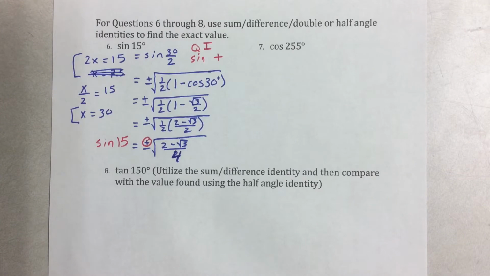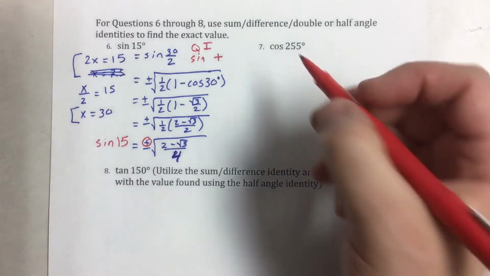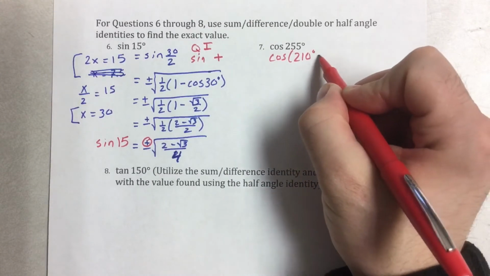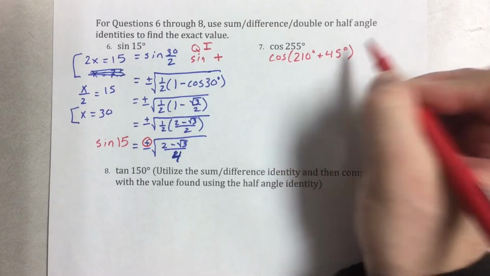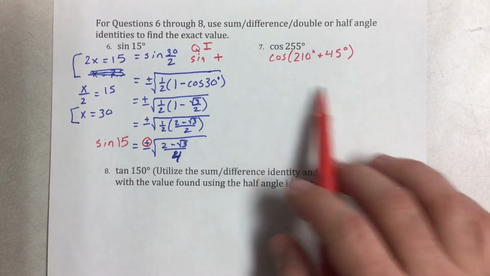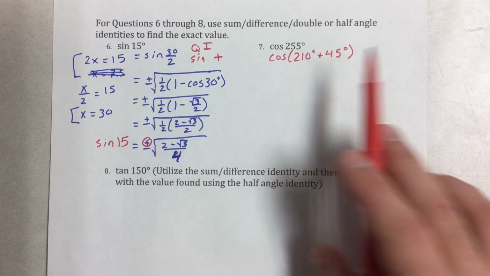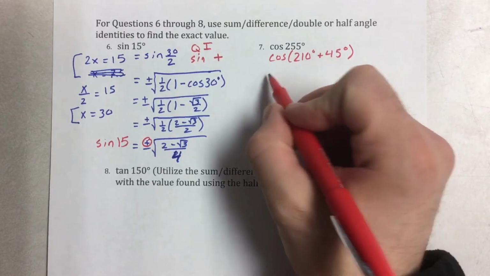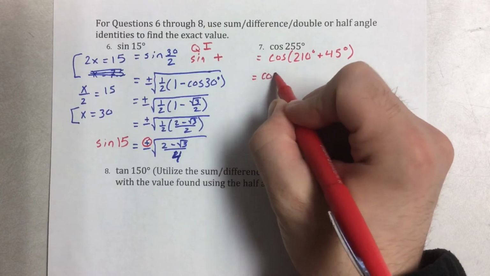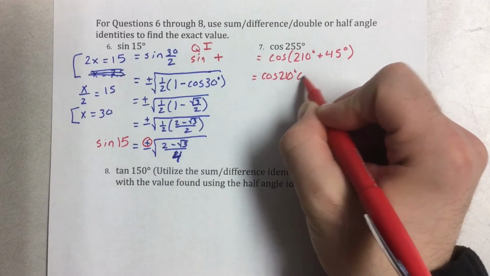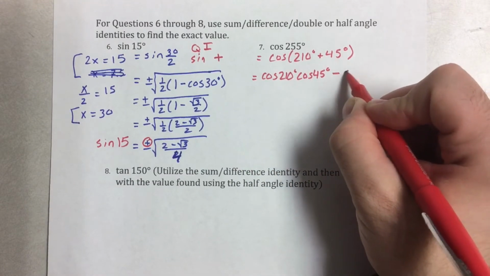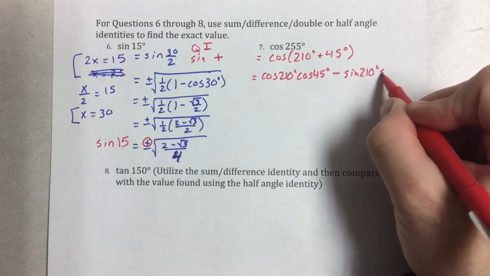So 255, let's see, this I could write as 210 plus 45 degrees. So I'm just, maybe I could have done a half angle or double angle. Maybe I'm showing you what I could have done with a sum on this problem. So let's see. So the cosine identity for sum is cosine, cosine, sine, sine. So cosine of 210, cosine of 45. The signs are different on this identity, and then sine of the first angle, sine of the second angle.